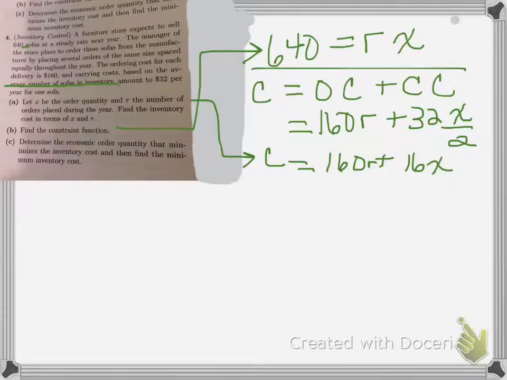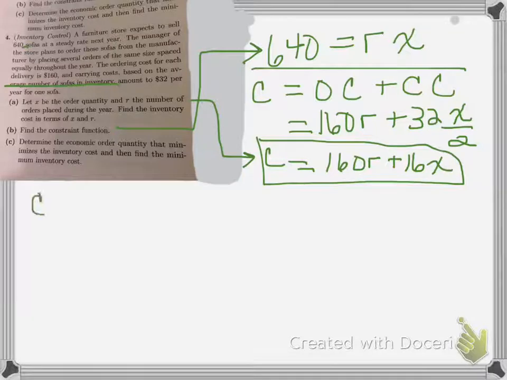Okay, so now we're going to write our cost in only one variable. Let me make this look a little better too. I'm going to put my R here and my plus, and that looks like a cleaner equation. Given this equation, we're going to have to write it in terms of only one variable. So you know how to do that. You're going to look at that equation and say, wait a second, I can use the constraint, and let R equal 640 over X.